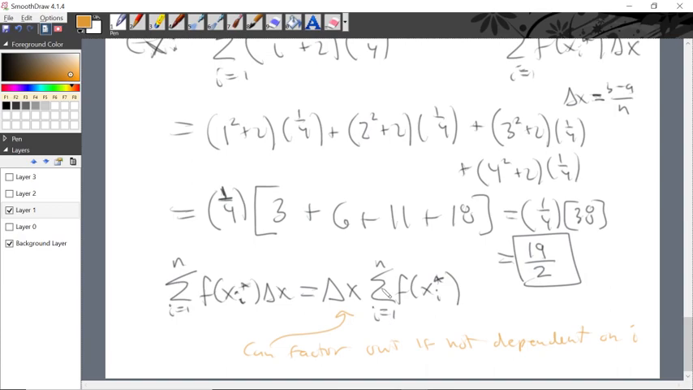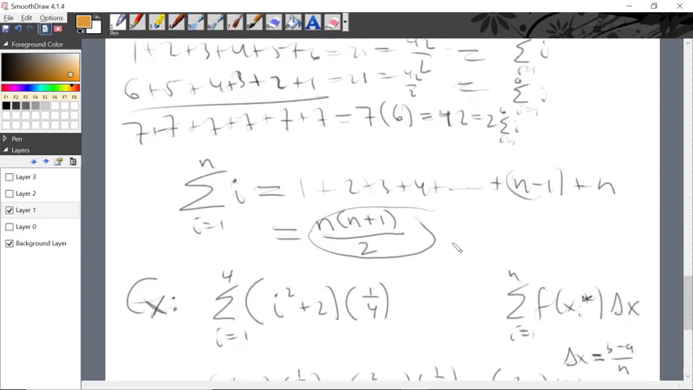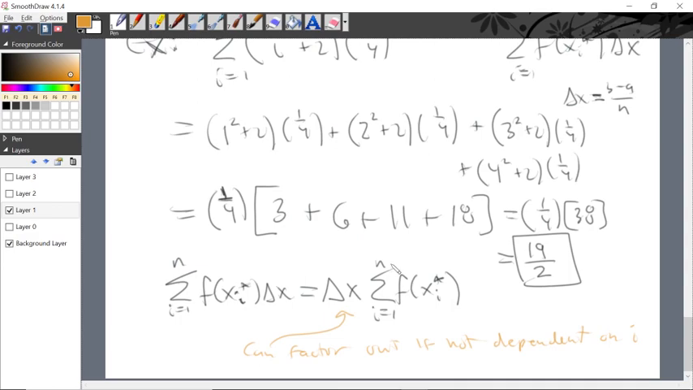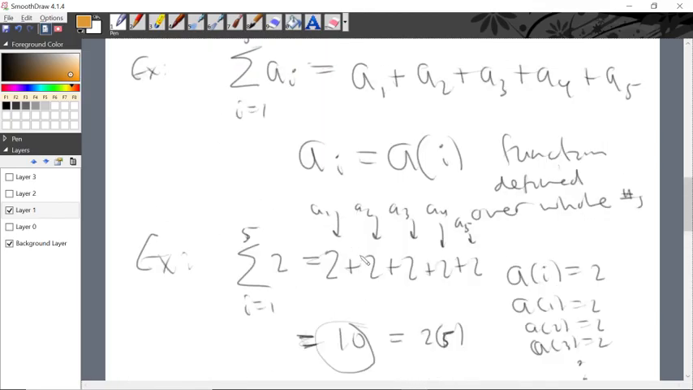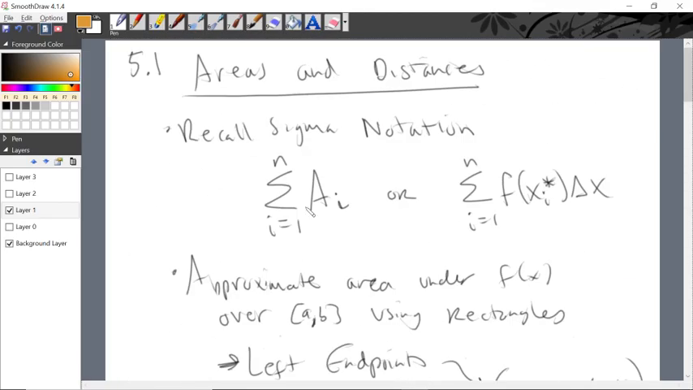And as i is changing, delta x is constant because, again, delta x does not depend on i. Delta x does depend on n, and n is a constant. n is the number of rectangles. That's not changing. So for this reason, we can factor out the delta x for a uniform partition. You can take the sum of the heights of the rectangles and multiply that sum of heights by the width of the uniform partition rectangles. So that's a bit of a simplification there. That's how you can work with sigma notation.